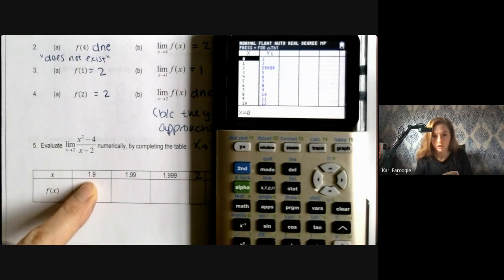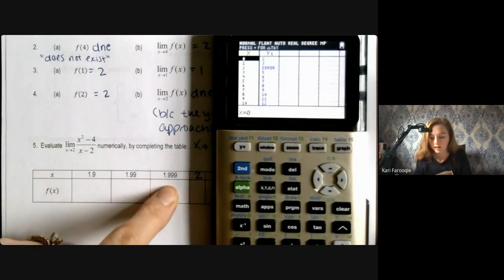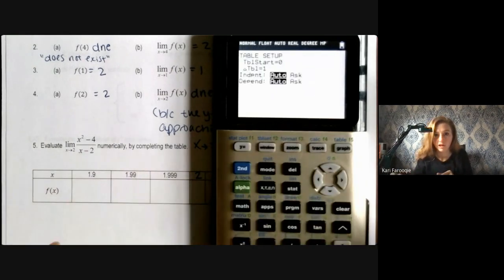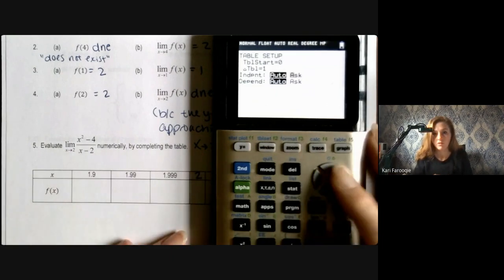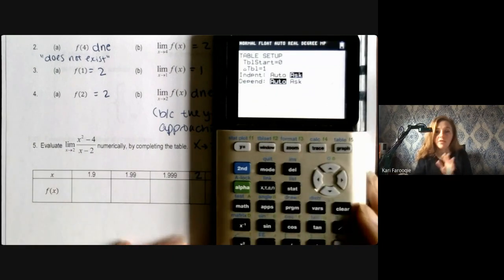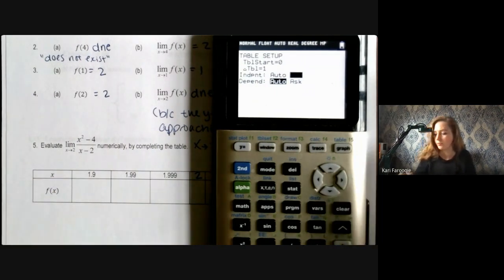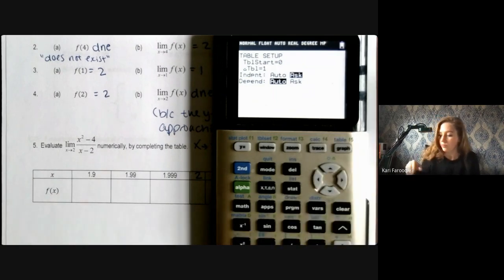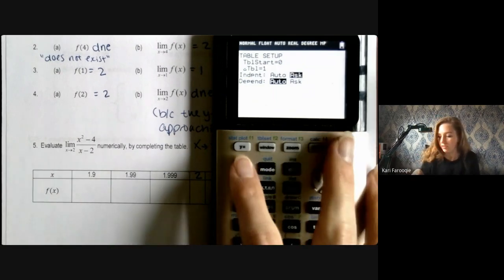Well, I want 1.9, 1.99, 1.999. That's why I'm going into my table set, and I'm going to set my independent variable to ask, not the dependent. Remember, your independent is x, and that's what you want to change. Your dependent is always going to stay in auto. And then we'll go to our table itself.